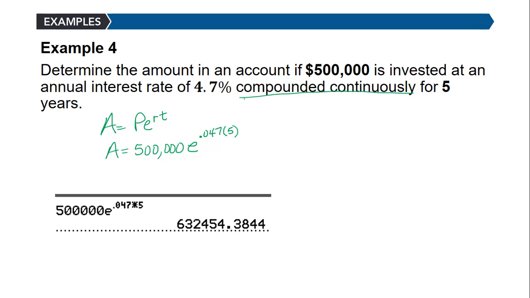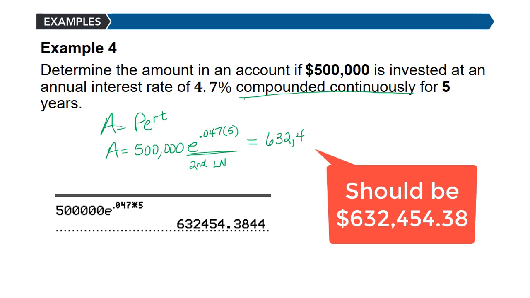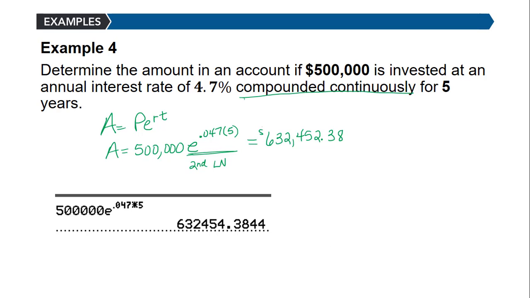When we enter 500,000, then you need to do the second ln to get this e to some exponent. And then 0.047 times 5 in the exponent, and we would get 632,452.38. So in the 5 years, we earned $132,400 plus dollars in interest.